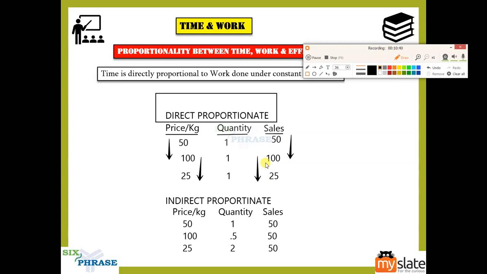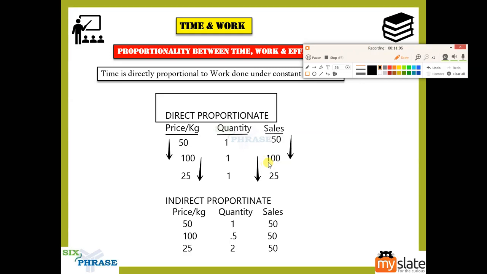Okay, using this we'll do some things. This relationship between two variables being directly proportionate and indirectly proportionate is going to help us understand or solve problems very easily. I'll show you how problem solving becomes very easy once you know the relationship between two variables. Now we look at what is indirectly proportionate.